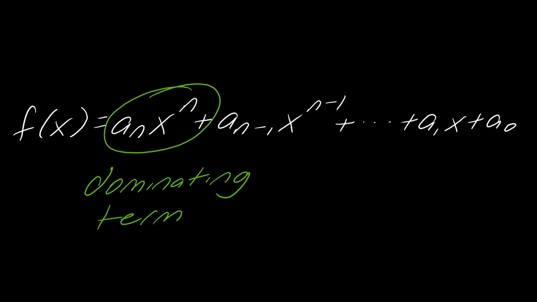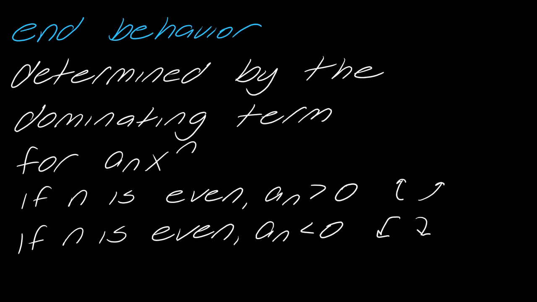Okay, so end behavior is determined by this dominating term. We'll call it a sub n, x to the n. If n is an even number and the leading coefficient is positive, this should make sense. It's going to act like x squared, x to the 4th. It's going to have both ends going up. But if n is even and the leading coefficient is negative, then you would expect both ends pointing down.